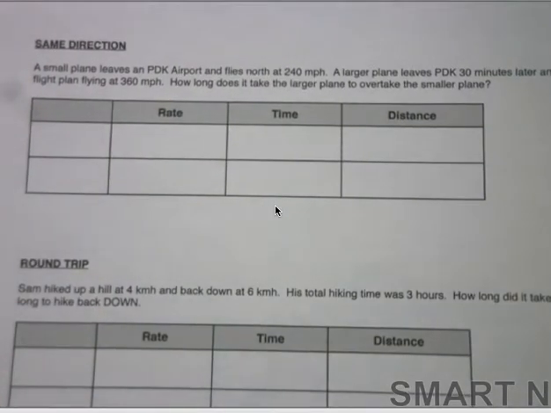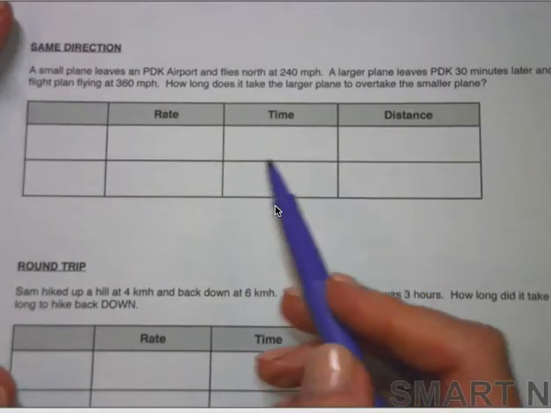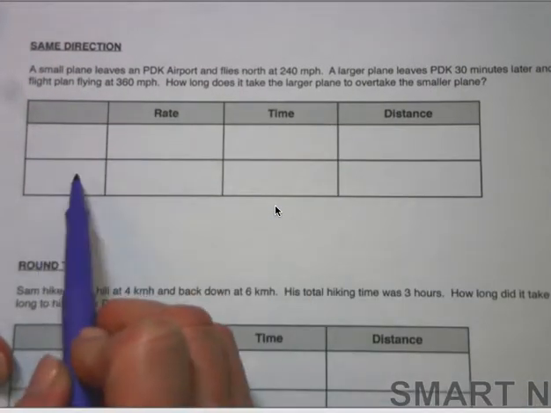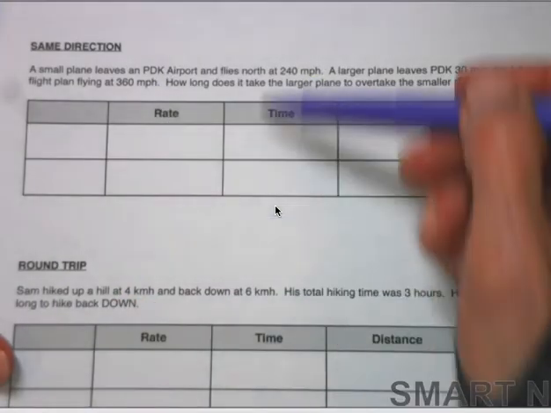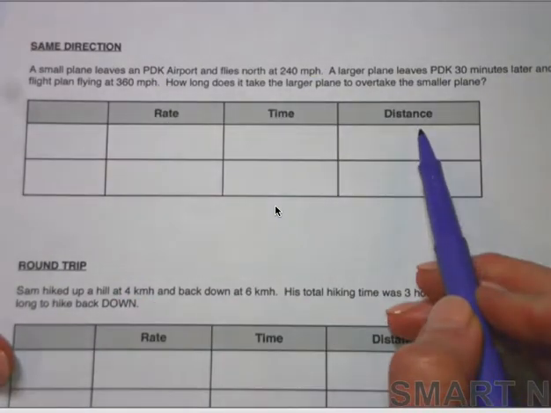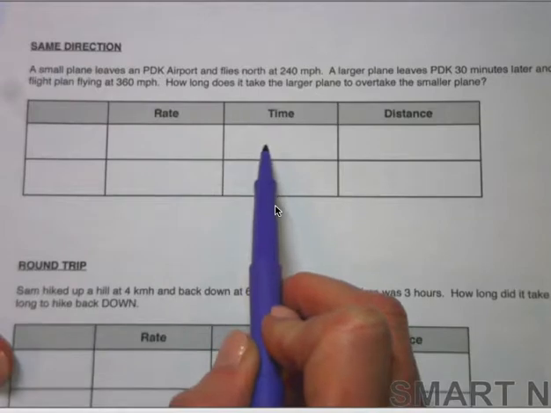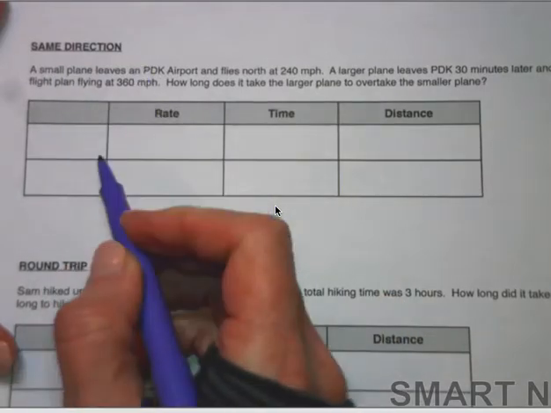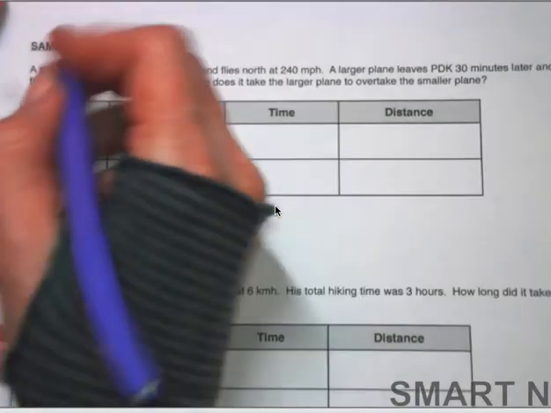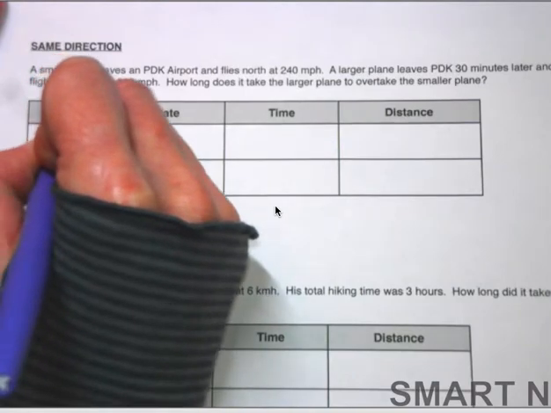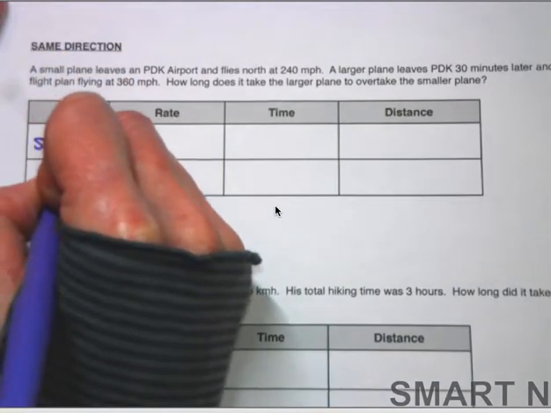And I'll get a smaller pen to do this. So here I have 2 airplanes. I have a small airplane. Once again, I'm going to use my chart, one row for one object, the second row for the second object. Columns are rate, time, and distance. Distance is the product of the rate and the time of a single object. So here I have a small plane and a large plane. So I'm going to go ahead and label my rows small and large.